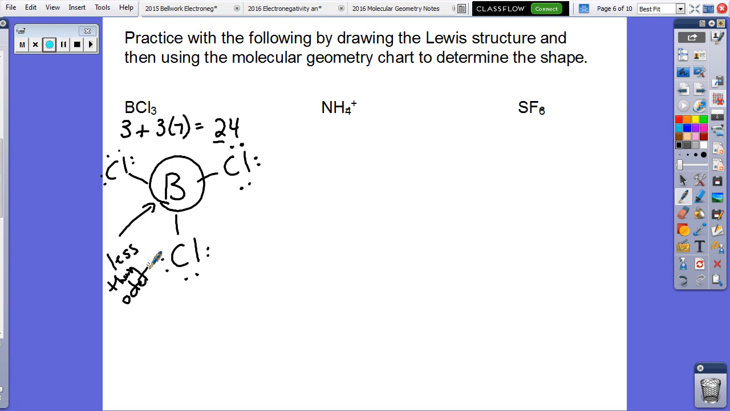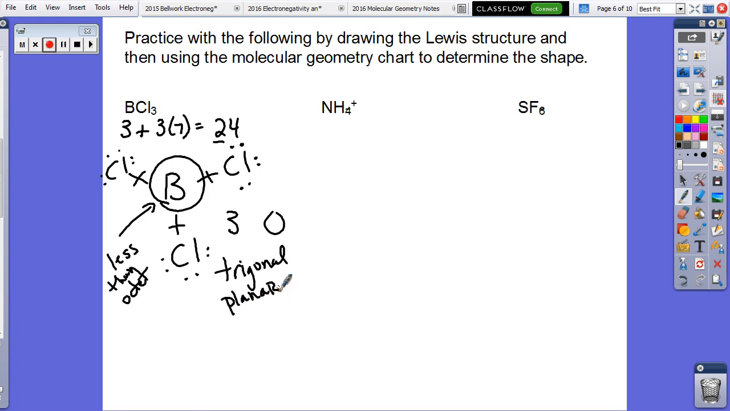So remember, we're going to look at the central atom, which is boron, and we're going to count the bonds and lone pairs only on the central atom. So there's 1, 2, 3 bonds, 0 lone pairs. So I'm going to look at that combination on my sheet of 3 bonds, 0 lone pairs, and I see the shape trigonal planar. So I'm going to write down trigonal planar.